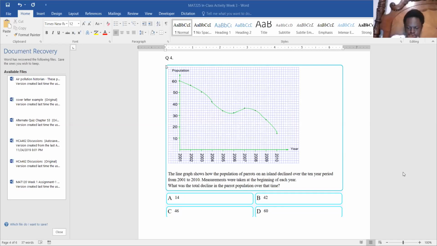The line graph shows how the population of parrots on an island declined over the 10-year period. From 2001 to 2010, measurements were taken at the beginning of each year. What was the total decline in the parrot population over the time?